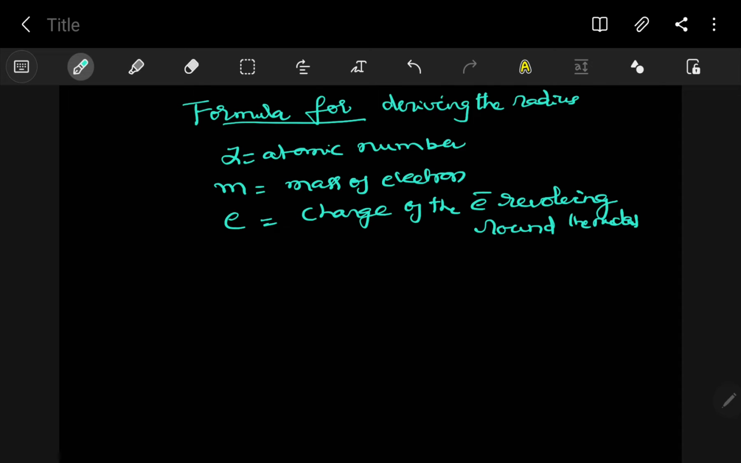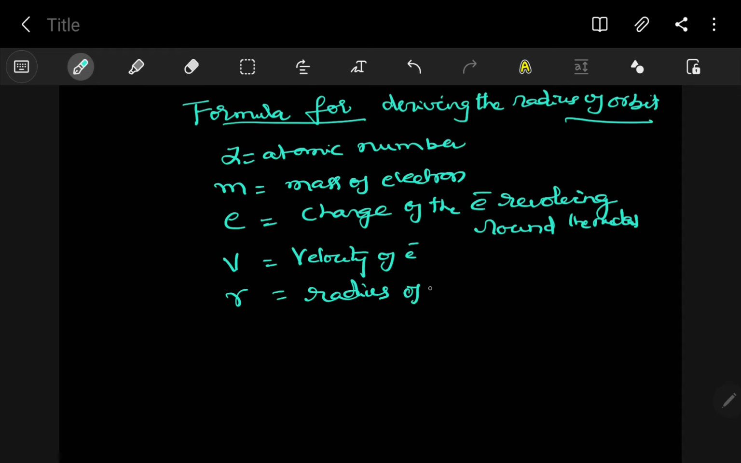Next one, we know the velocity of the electron is represented by v, whereas r is the radius of the orbit. Formula for deriving the radius of the orbit.